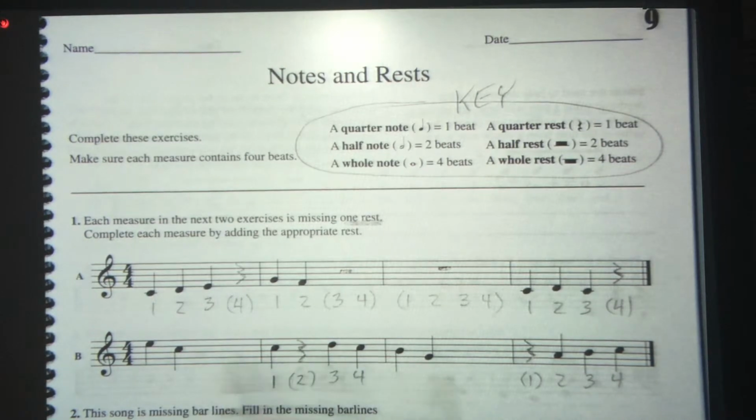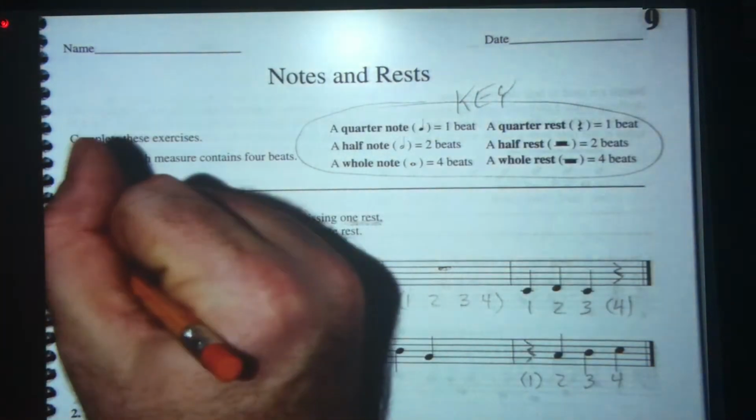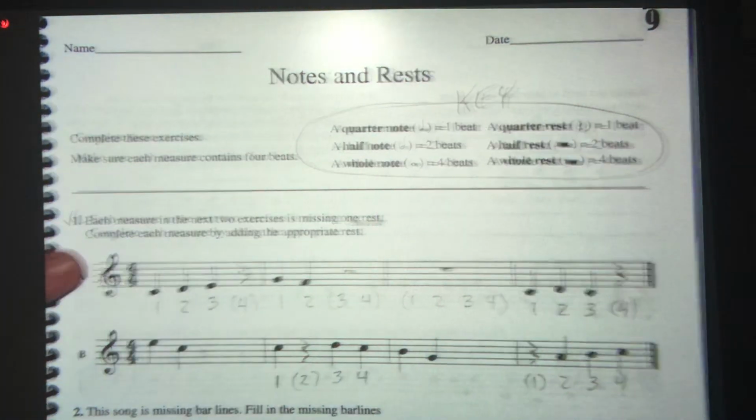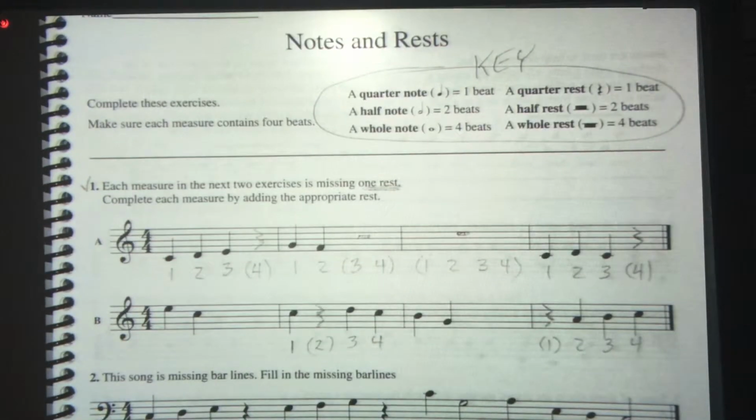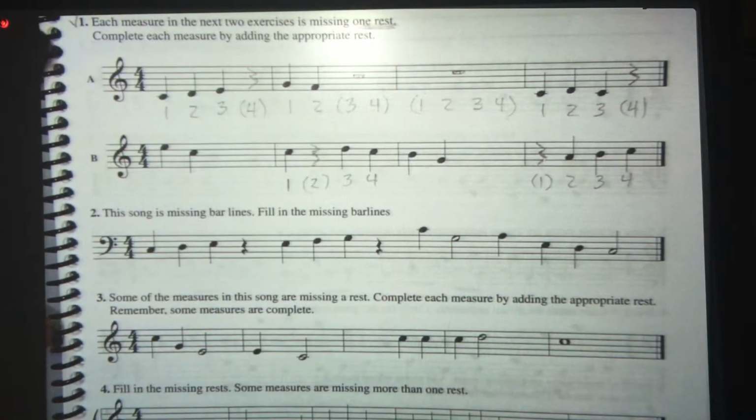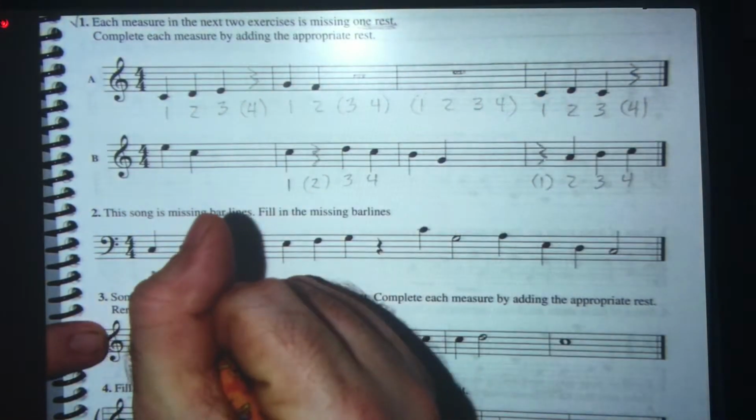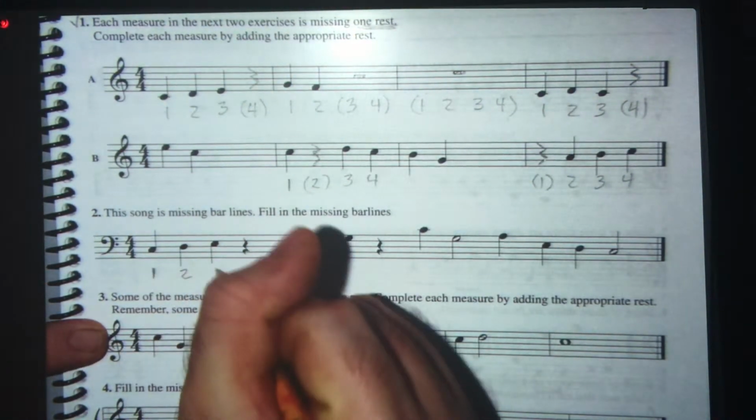You could do these 2 on your own. Check next to number 1. Number 2. This song is missing bar lines. Fill in the missing bar lines. Oh, that's a piece of cake. Well, of course, in order to do that, we have to write our numbers first.